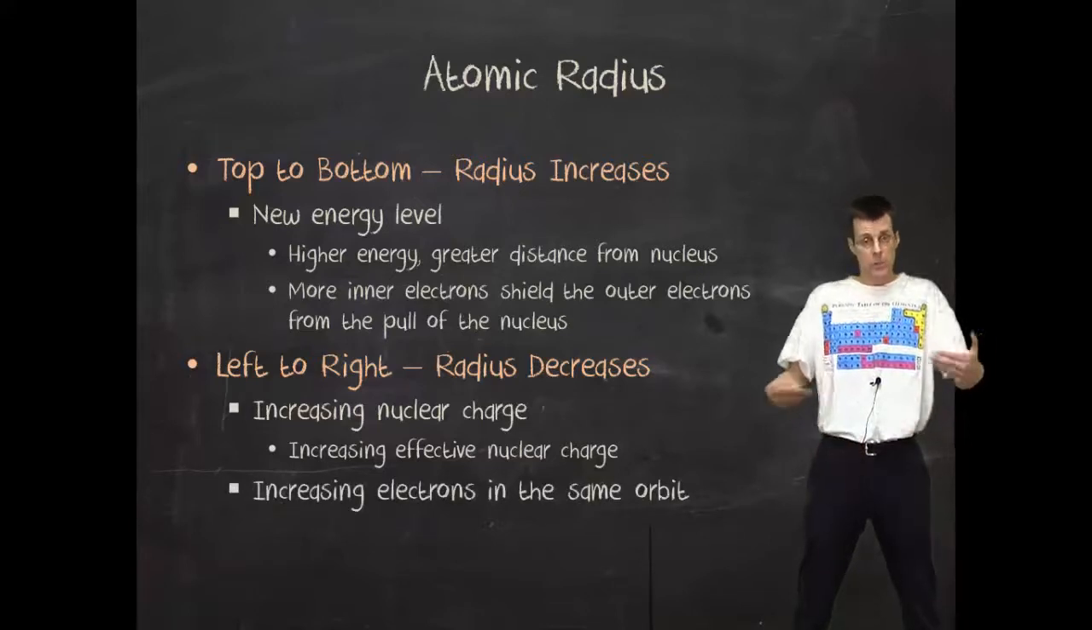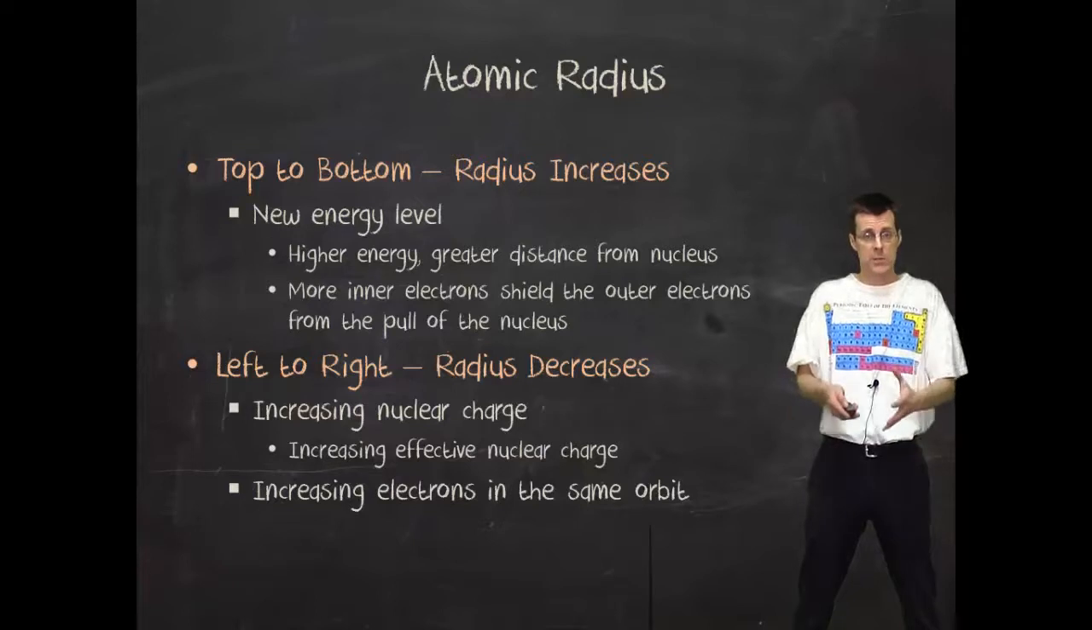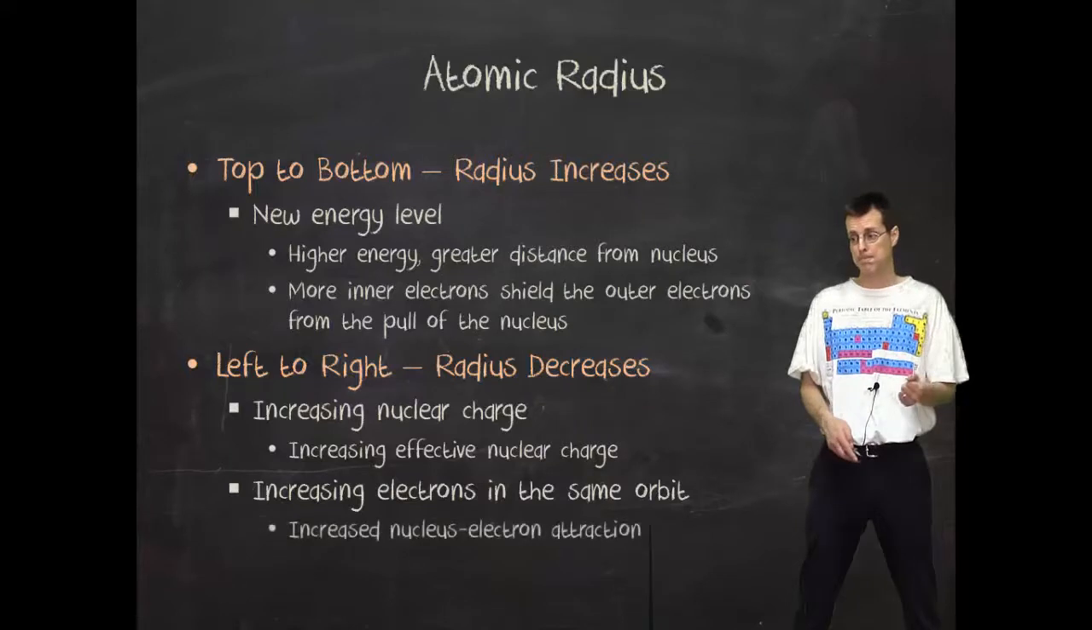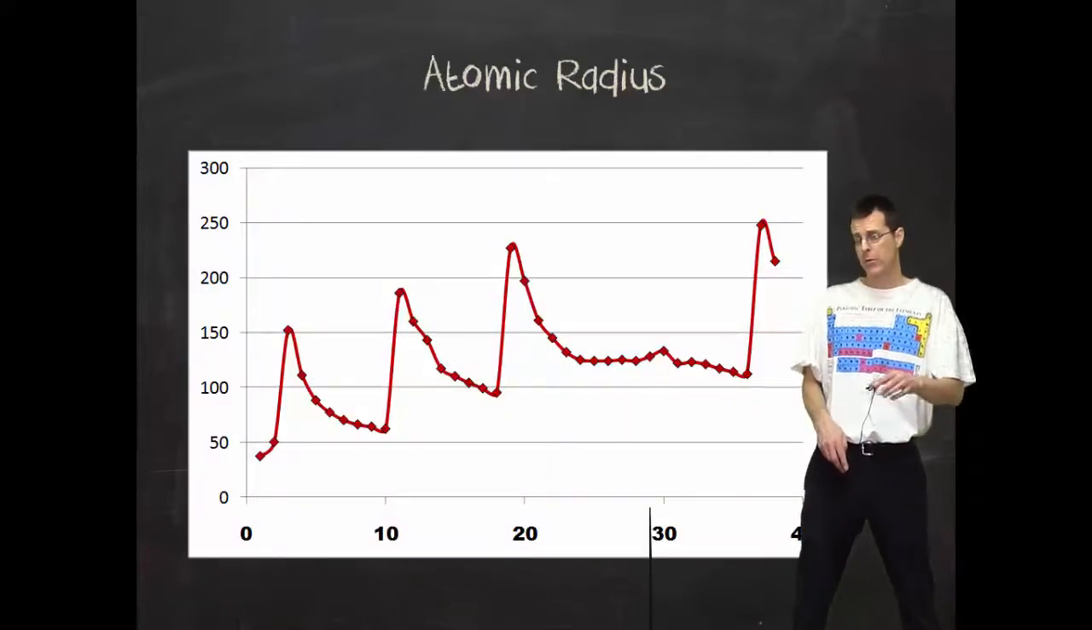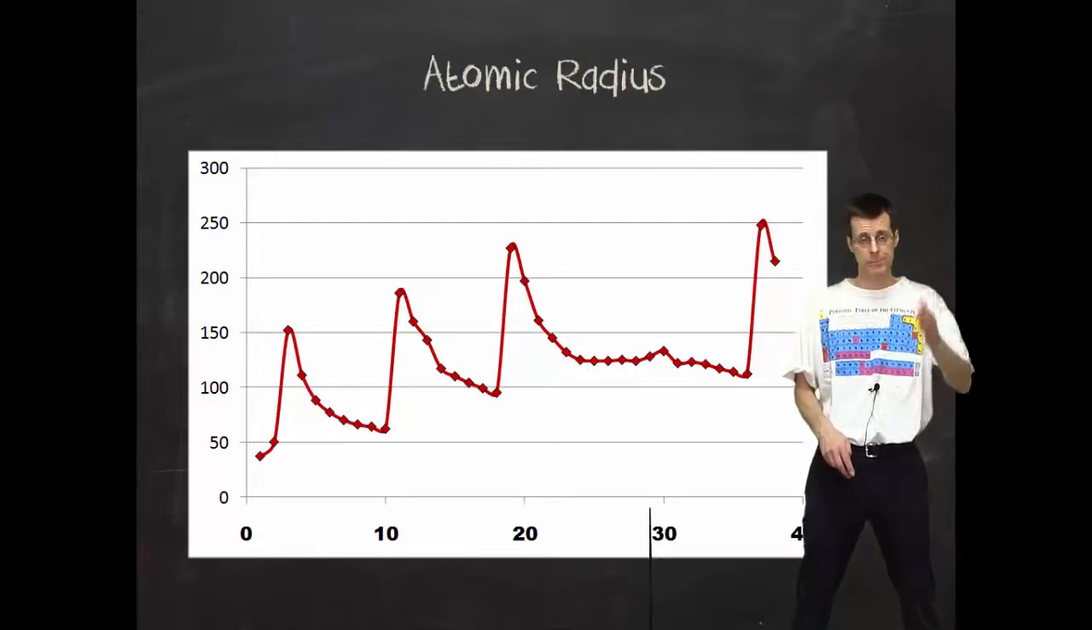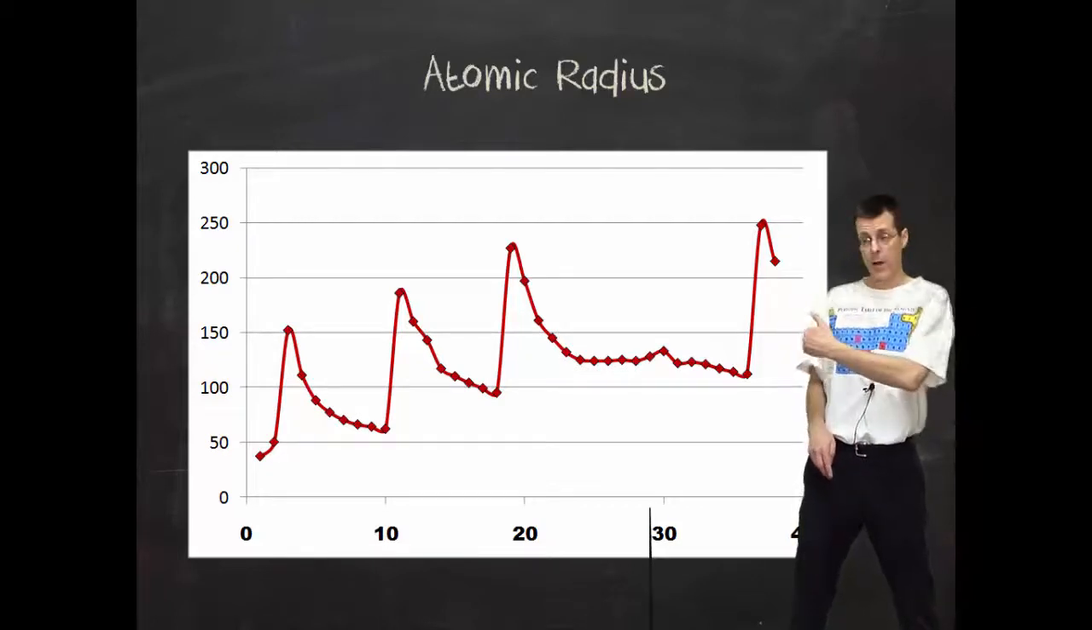Now that gives me more attraction, so my radius starts to become smaller. We won't worry about those ones that seem to be exceptions to that rule. We'll just accept the basic trend and be able to understand and explain the basic trend. Okay, but I do have increased nucleus to electron attraction. If you were to find all the list of radii and graph them, it would look like this.